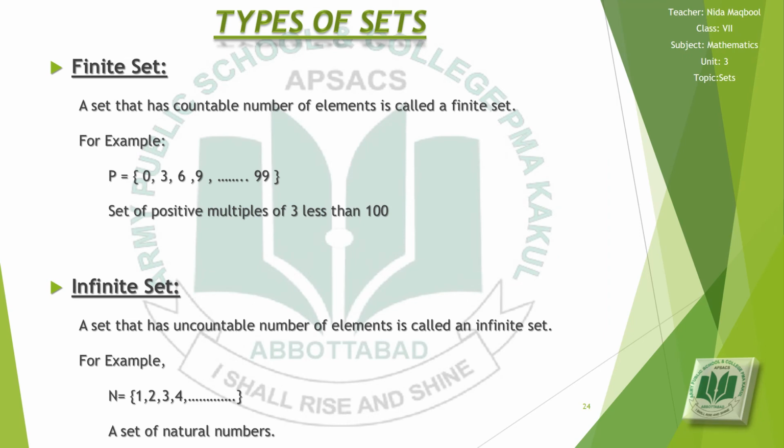There are various types of sets, but we will discuss only two. The first type is a finite set. A set which has a countable number of elements is called a finite set. For example, the set of positive multiples of 3 less than 100. The second type is an infinite set. A set which has an uncountable number of elements is called an infinite set. For example, the set of natural numbers, whole numbers, or prime numbers, etc.